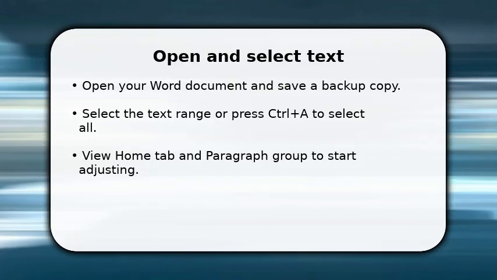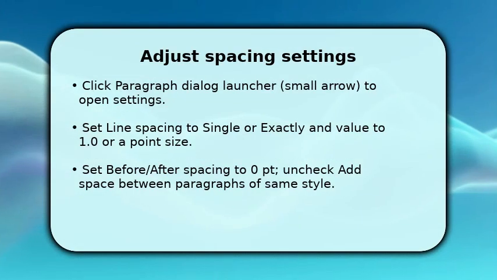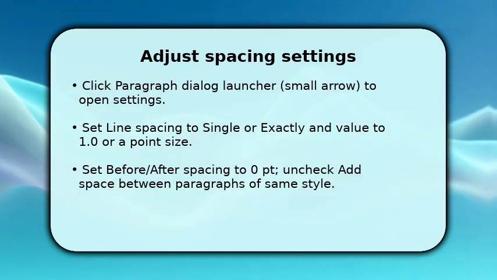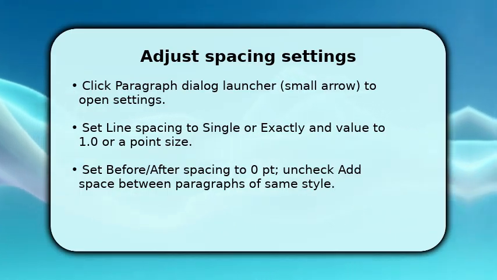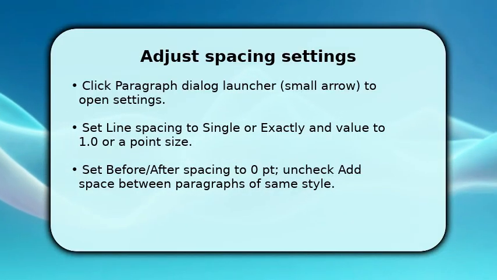Make sure to keep the selection active as you move to the next step, so changes apply where you expect. You'll open the paragraph dialog by clicking the small arrow in its group. This exposes fine controls. In line spacing, choose single or exactly and set value to 1.0 or an exact point size to remove variable gaps.